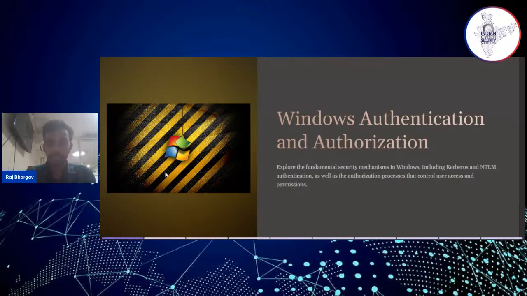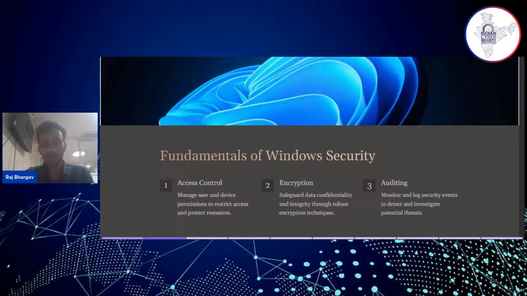So let's come to the fundamentals of Windows security: access control, encryption, and auditing. In access control, we will be managing the users and devices, like what is there in the network, who can access what resources, and who should not be able to access those particular networks.